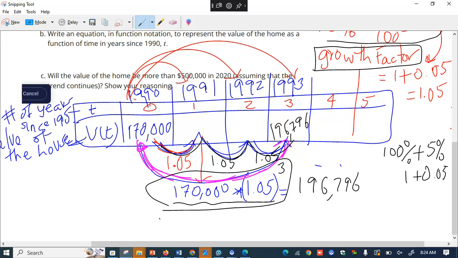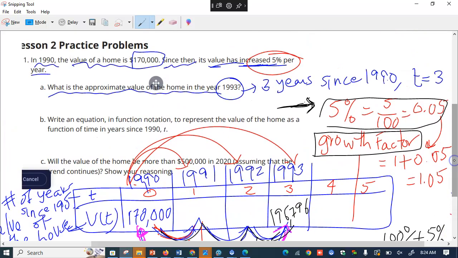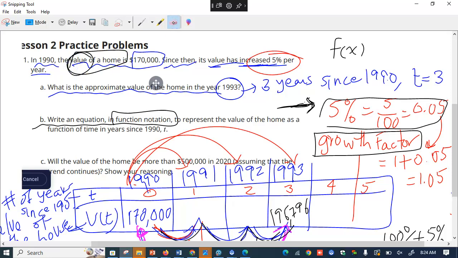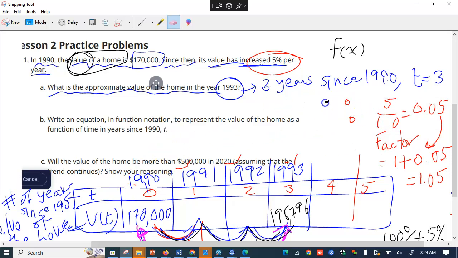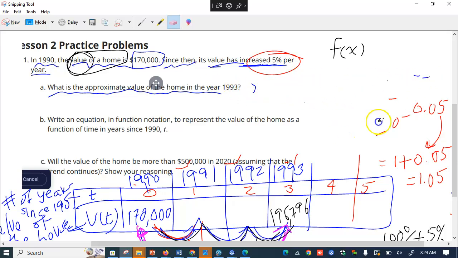Okay, next is the second question: write an equation in function notation. Now, see, this function notation means it's like f of something, f of x. But because we are talking about the value of the home, we can think of V(T). So let me wipe this off and make it nice. Okay. So this piece is done.